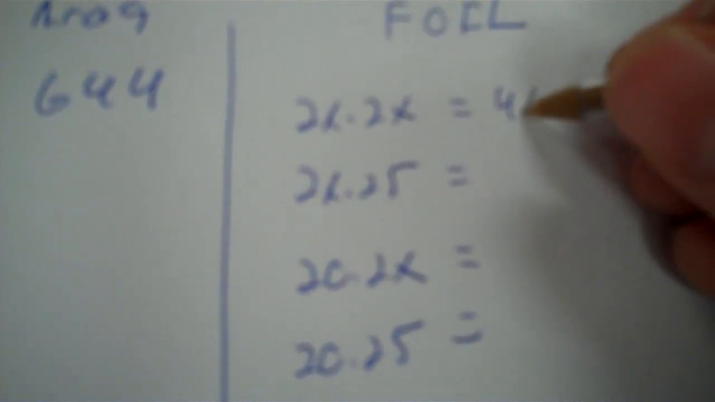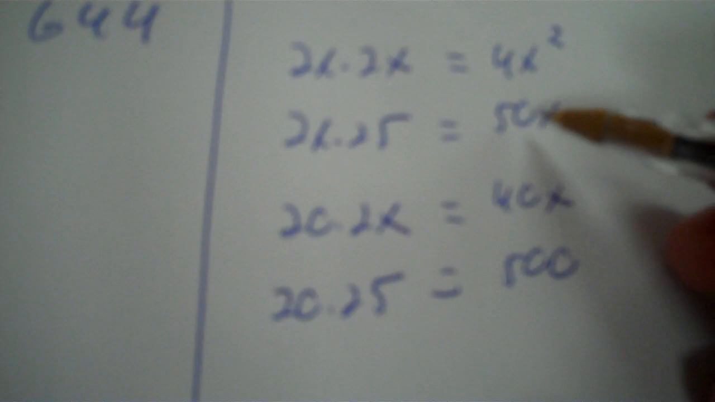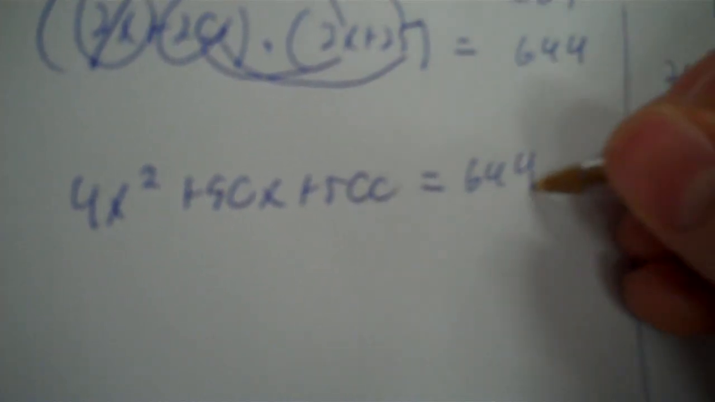So it's going to be 4x squared, 50x, 40x, and then 500. That's x squared, x, constant. Simplify your products. You'd have 4x squared, 50 plus 40 is 90x, and then 500. So bring that over here: 4x squared plus 90x plus 500 equals 644. Okay, so now I can solve.